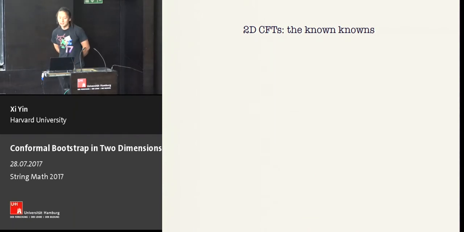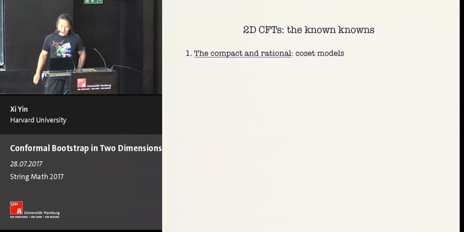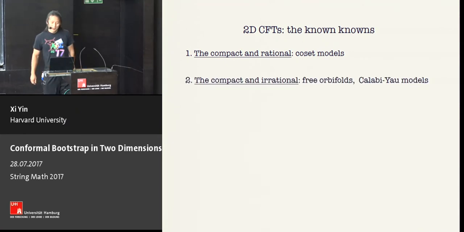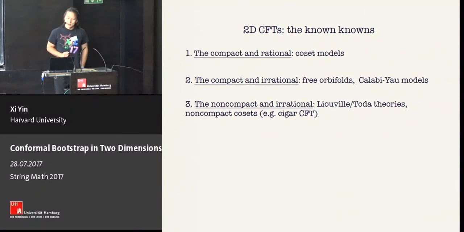Okay, so let me first discuss some of the known knowns of 2D CFTs. That is, theories that we know do exist with properties that are known or exactly solvable. There are compact and rational conformal field theories, a large class of these described by coset models. There are compact and irrational conformal field theories like free bosons, orbifolds, and supersymmetric Calabi-Yau models, that we know some things about. There are non-compact and irrational conformal field theories that are exactly solvable, like Liouville and Toda theories, and non-compact coset models, such as the cigar CFT.